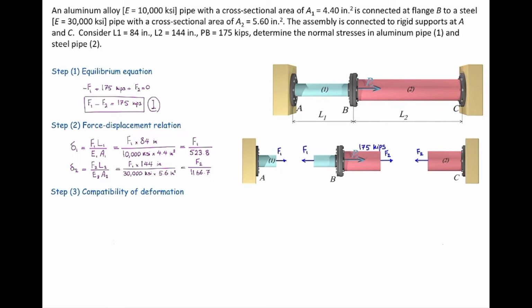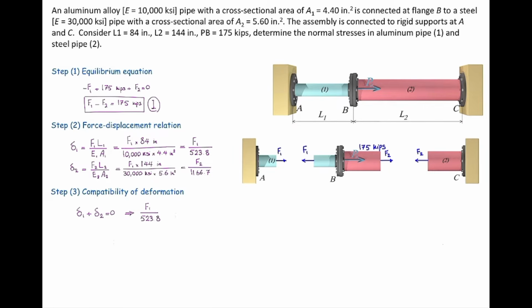Because the structure is fixed at both ends, the amount of stretch in element number 1 plus the amount of shortening in element number 2 should be equal to 0. The total length of the system is unchanged. So the compatibility of deformation for this structure would be delta 1 plus delta 2 is equal to 0.